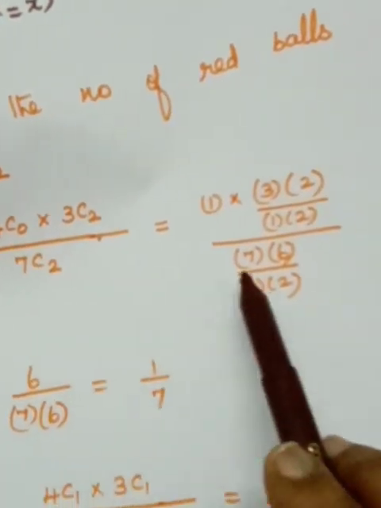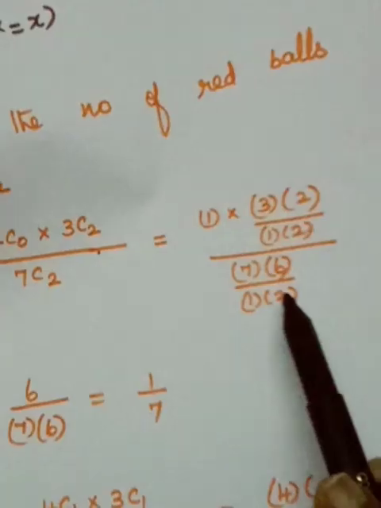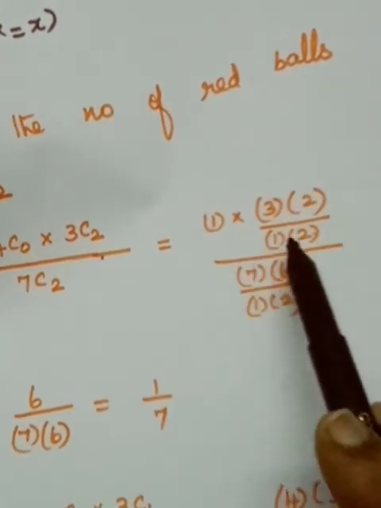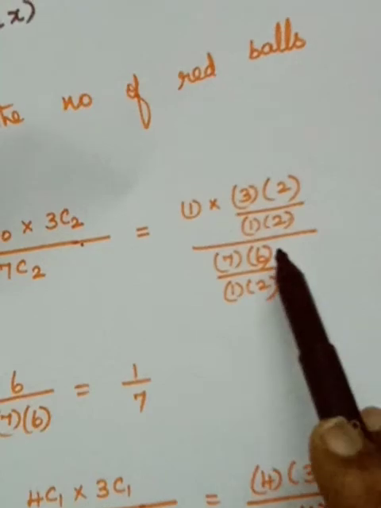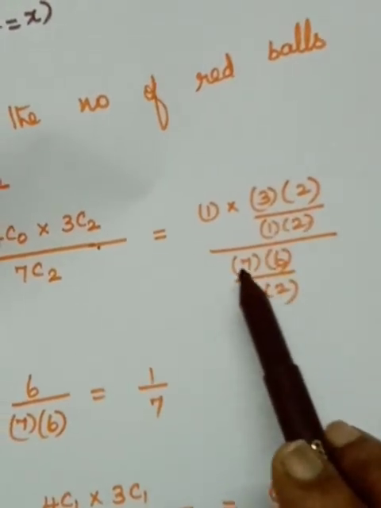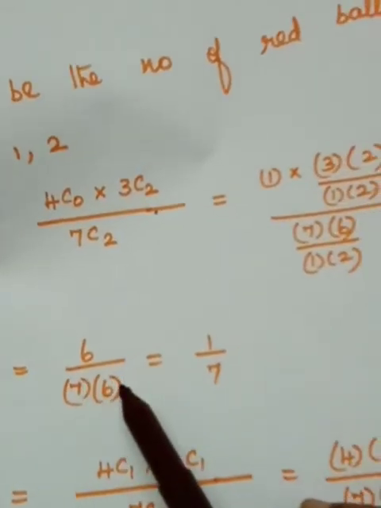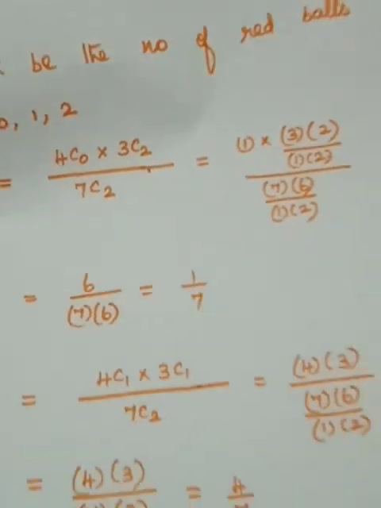7C2, how will it be written? 7 into 6 divided by 1 into 2. So this denominator gets cancelled. The numerator is 6 divided by 7 into 6, so here 6 gets cancelled. The answer is 1 by 7.